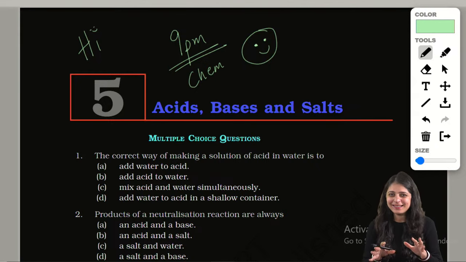Dar lag raha hai ki ye bhi confidence ke saath karne wale ho. I am doing really well, thank you. I hope you all are doing absolutely fine.